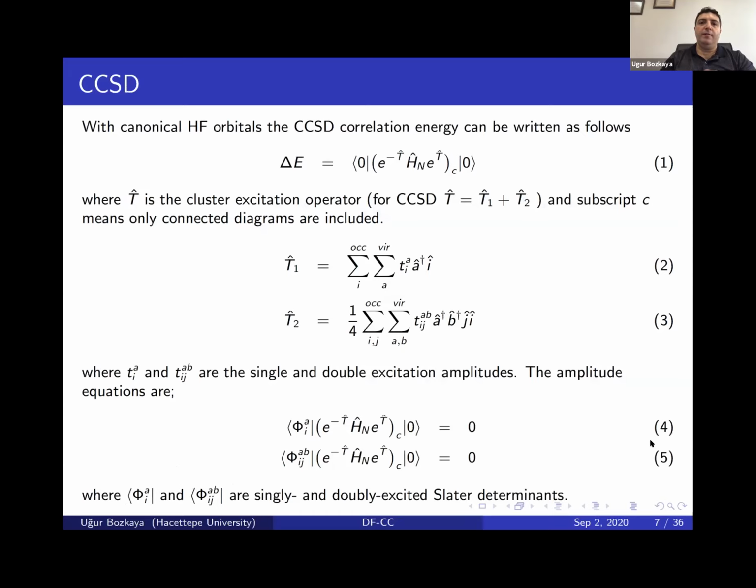So let me give you a brief recap of the coupled cluster theory. With canonical Hartree-Fock orbitals, the CCSD correlation energy can be written with this formula. Here, H_N is the normal ordered Hamiltonian and e^T is the cluster excitation operator. In the case of CCSD, T is just the sum of T1 and T2. The explicit form of the excitation operators is given here, where t_i^a and t_ij^ab are the single and double excitation amplitudes. And the coupled cluster amplitudes are obtained from these equations.